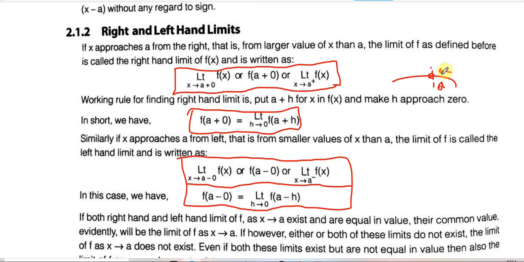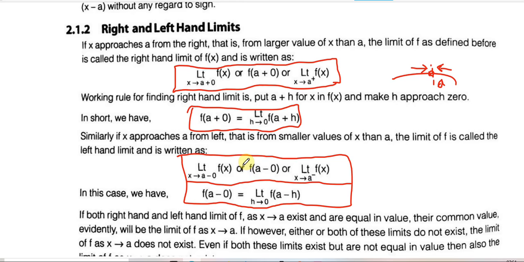It means we will approach from the right side and also from the left side. When we approach from the right side, we take x approaching a plus 0. So we will replace x by a plus h, and we will get the function f of a plus h. Then we will take the limit. Similarly, in case of negative, we will replace x by a minus h, with h approaching 0.